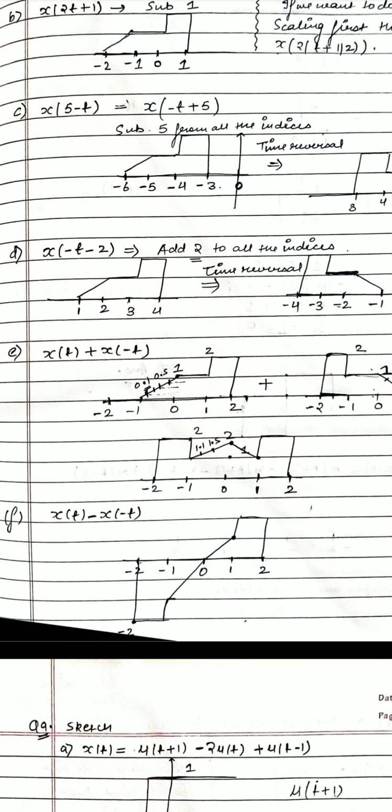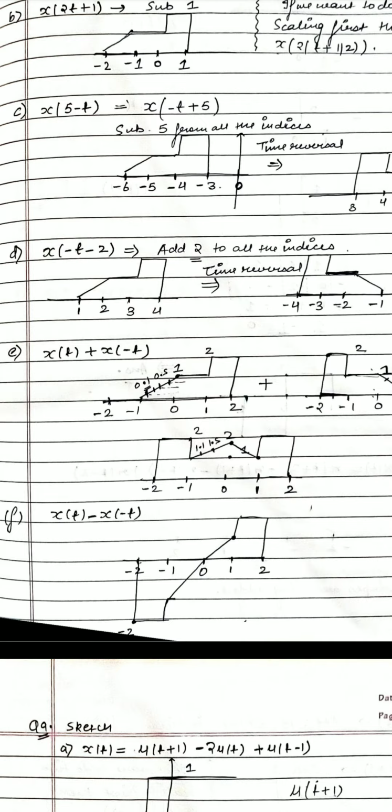Now x of minus t minus 2. Now add 2 to all the indices. Here add 2 to all the indices and then do time reversal. First add 2 and then do time reversal.